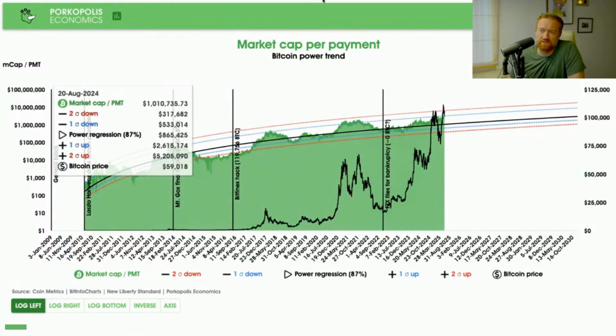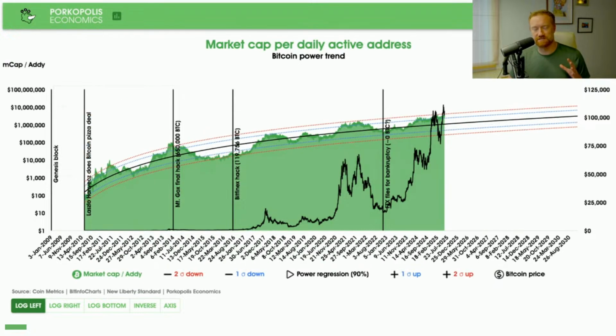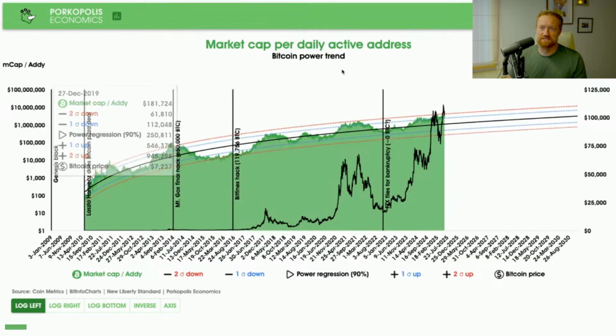Okay, so it's a power curve. Not as good as the price, right? 87% R squared. With addresses, it's a power curve, 90% R squared. Market cap per address. Both of these are over time, okay? And I'm only doing that because it's better for my charting software, for this charting engine.